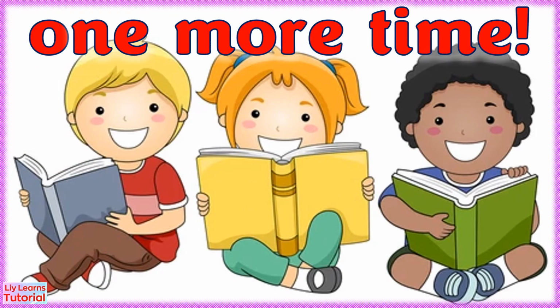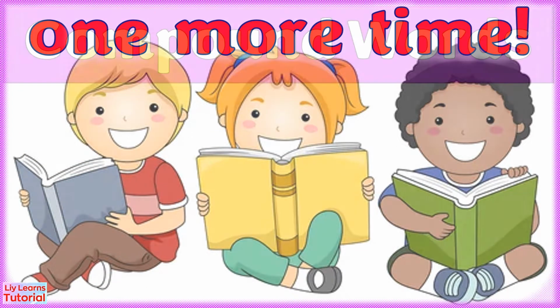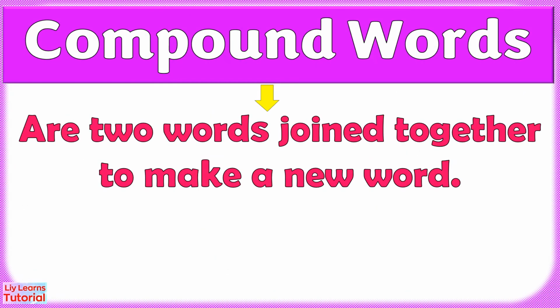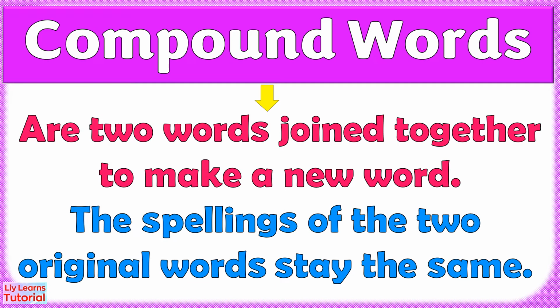One more time. Compound words are two words joined together to make a new word. The spellings of the two original words stay the same. Let's read a few more examples of compound words.